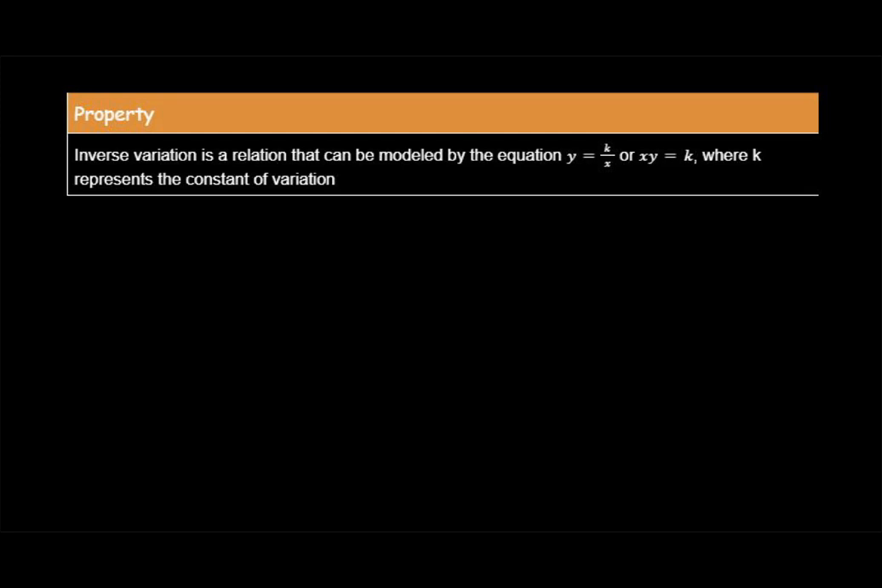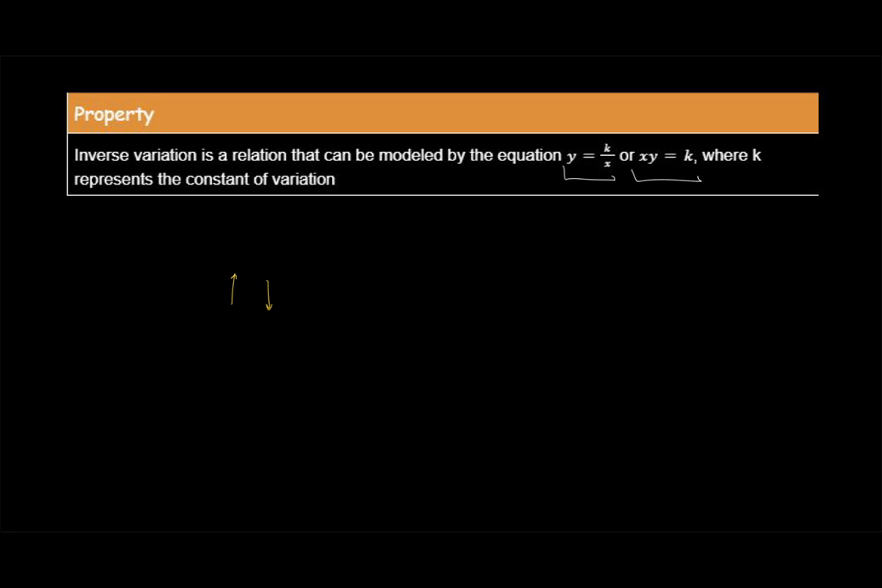Inverse variation is a relationship where the equation or the data can be modeled by either the equation y equals k over x or xy equals k, where k is the constant of variation. These are for problems where when one of the variables goes up, the other value goes down, or vice versa.